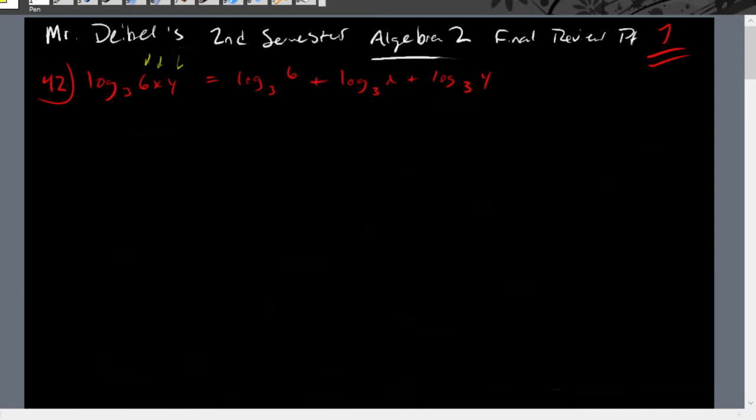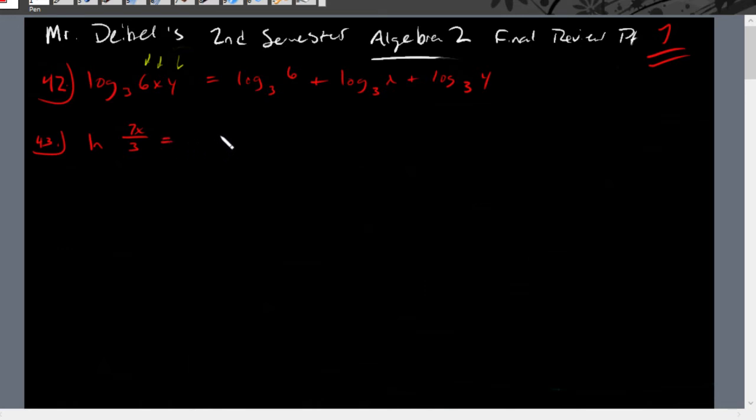Alright, moving on to number 43. This is a typical quotient property. The natural log of 7x over 3. So if you look here, the first thing you should notice is that you've got a quotient. You've got a product in the numerator of that quotient, but you have a quotient. So you need to separate the quotient out first.